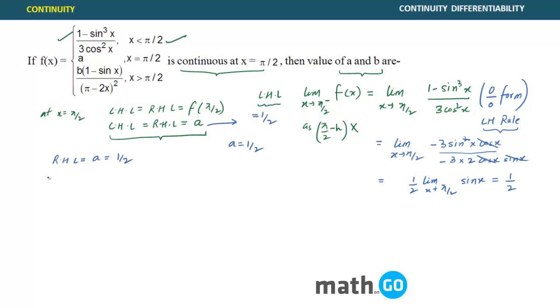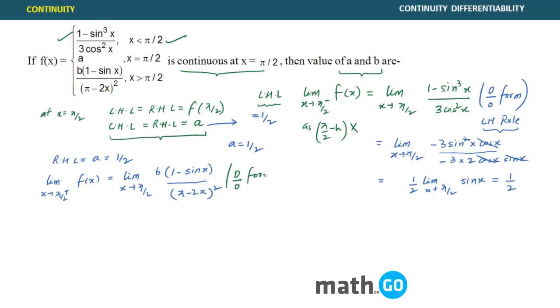So now what is RHL? RHL would be written something like this: pi by 2 plus f x, and since again the function is different from the left hand side function, we can directly say limit x approaching pi by 2, just replace this value. No need again to put values like pi by 2 plus h in this particular case also. Okay, so now we need to solve this particular limit this time. And again check what is the form. Yes, again it is a 0 by 0 form. Can you see this? This is again 0 by 0 form.